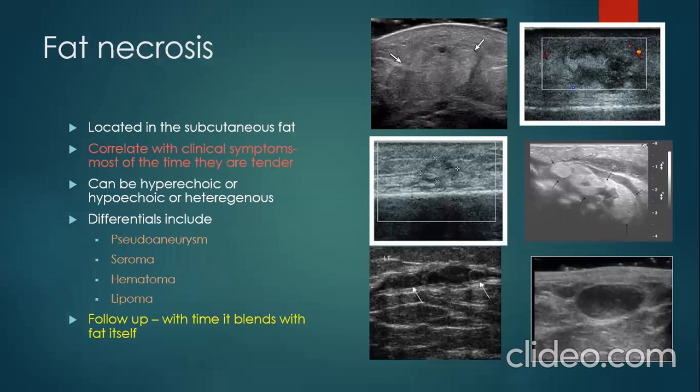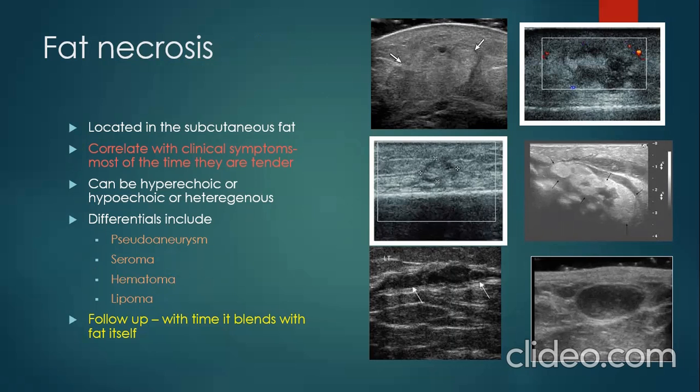Moving on, we also have fat necrosis. This is located in the subcutaneous fat, and you also need to correlate with clinical symptoms. Most of them are symptomatic. So you will notice that clinical symptoms keep on coming up. You can't image lumps and bumps without the clinical history of your patient. The clinical history is going to guide you on your differential diagnosis so that you narrow it down. So you cannot start scanning a lump without knowing the history. Just take as much history as you can so that you know what you're dealing with and you narrow down your differentials.